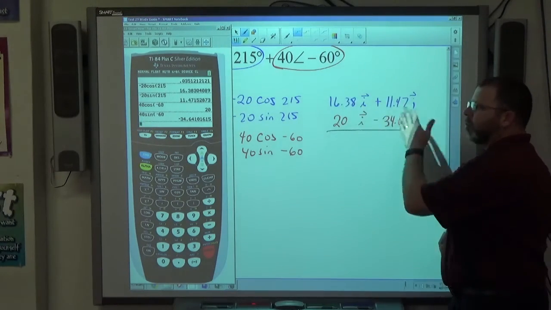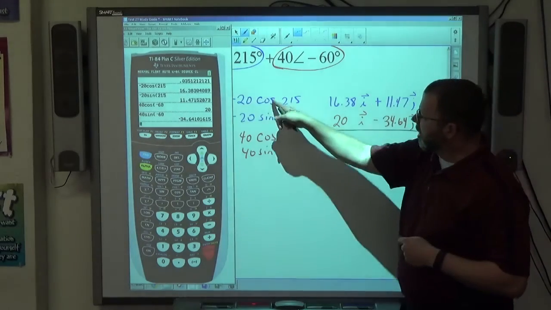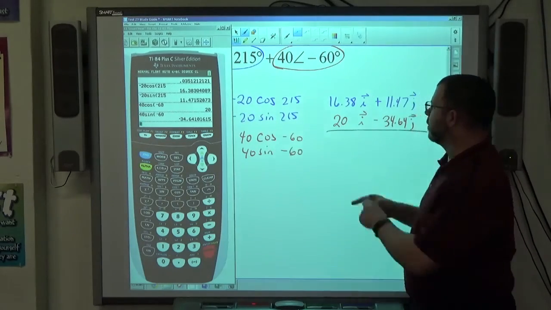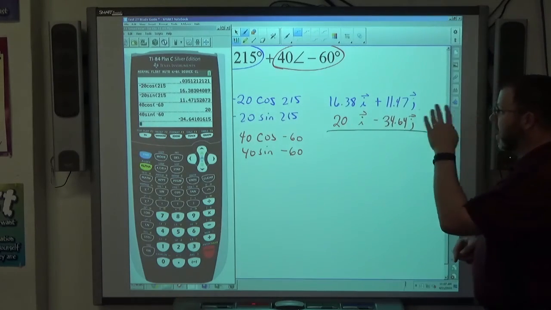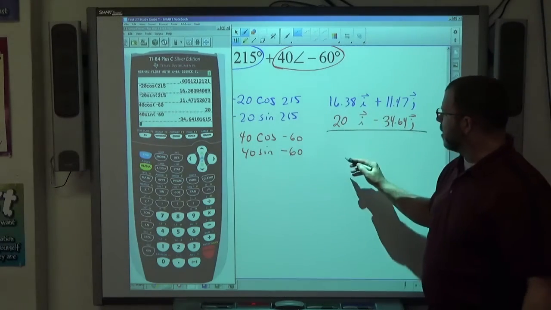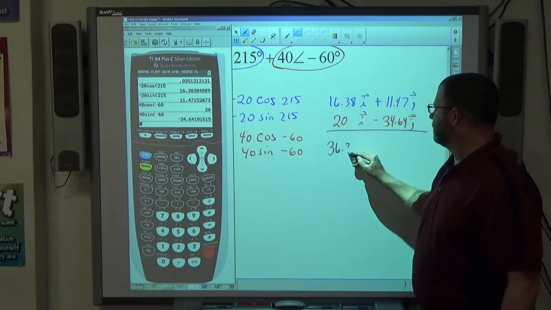So I break them both into horizontal and vertical components. Cosine makes my horizontal, sine makes my vertical. I is horizontal, j is vertical. So, create the proper order there. I'm going to add them together. 16.38 plus 20 is 36.38.